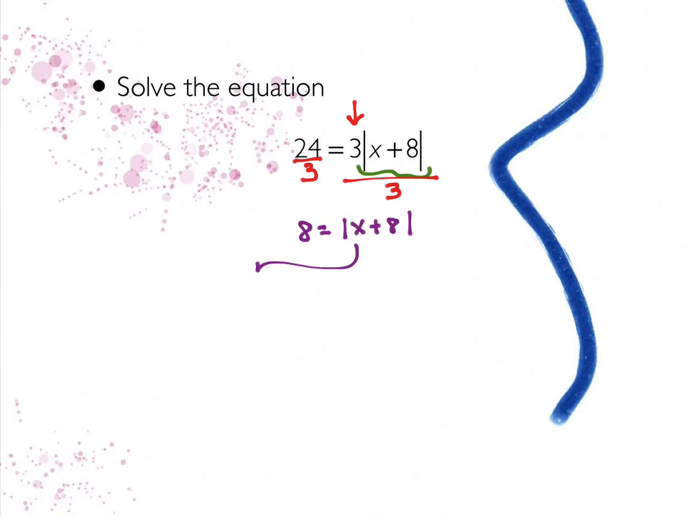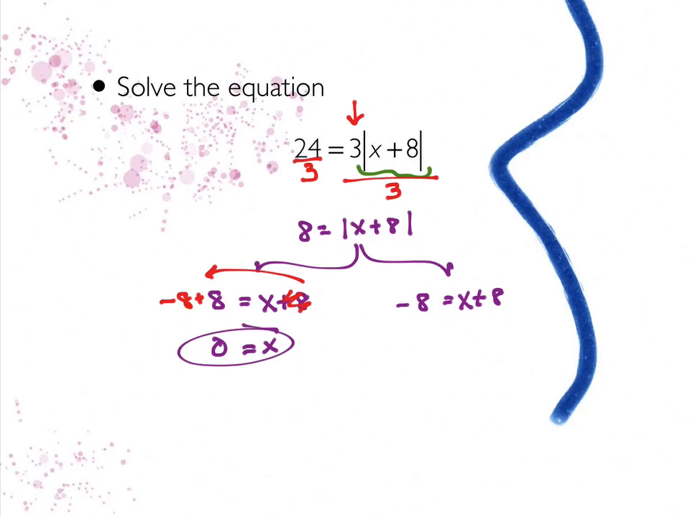Split it up into our two cases. So our absolute value term x plus 8 could equal 8, or our absolute value term x plus 8 could equal negative 8. So let's do some quick subtraction here. Bring this over here, make this a negative 8. That'll be a plus. That's gone. So x is going to be equal to negative 8 plus 8. Hey, that's 0. And over on the right side, we'll bring this over and make this a negative 8, and that'll go away. So I'm left with x equals negative 16.